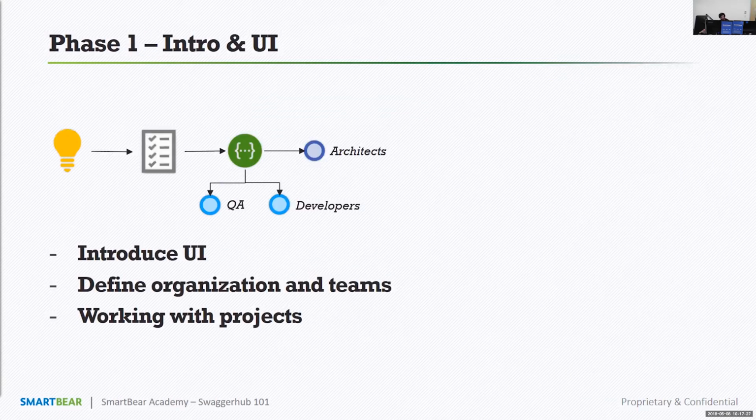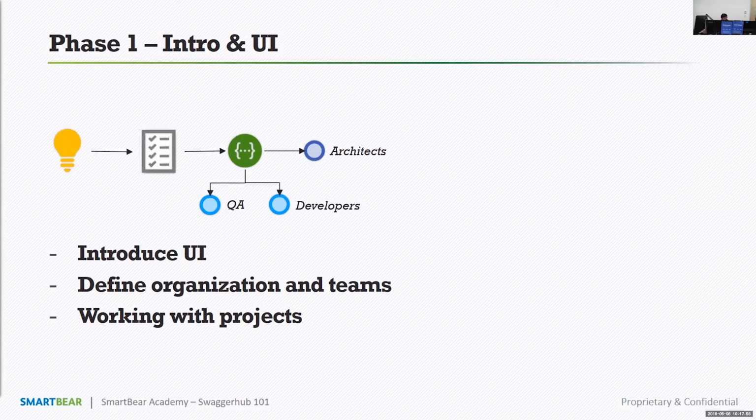So for phase one, this is going to be the intro, and we're going to get into the product in just a second. We're going to talk about the UI, what you're going to be seeing when you first open the tool. We're going to talk about organizations and teams, and we're going to talk about working with projects. So this is just starting before we get into the editor, before we start playing around with the Swagger syntax. I just wanted to touch upon how we can get started in the tool and how we can get organized.